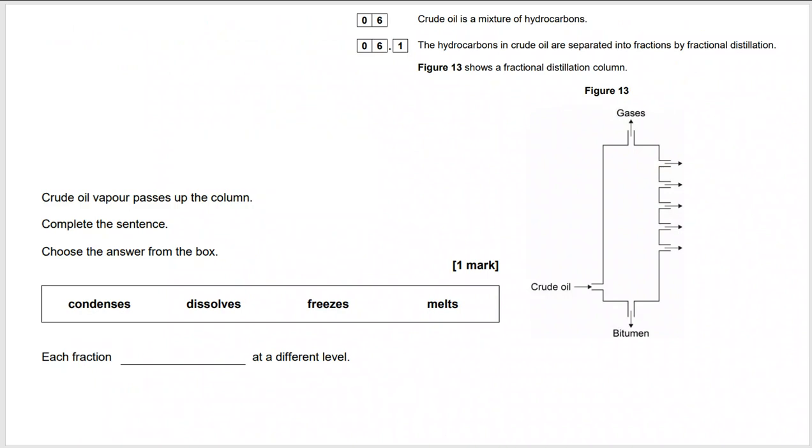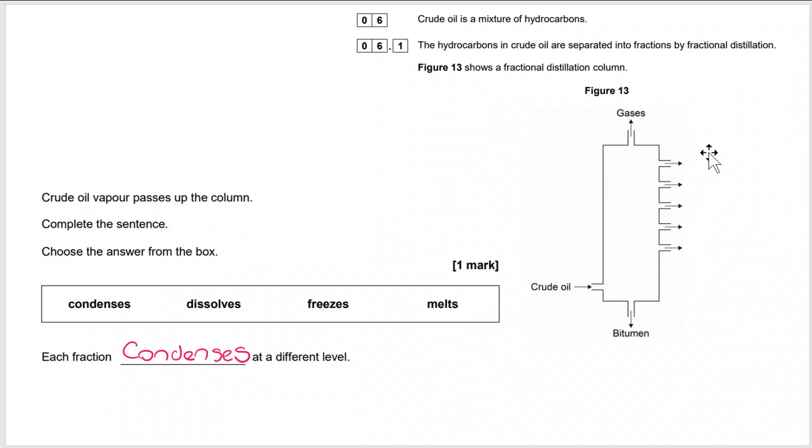Crude oil is a mixture of hydrocarbons. The hydrocarbons in crude oil are separated into fractions by fractional distillation, and we've got the column shown on the right hand side. Crude oil vapour passes up the column, and then each fraction, and what we're looking for here is they condense. So we've evaporated them, they rise up and they condense at different levels.